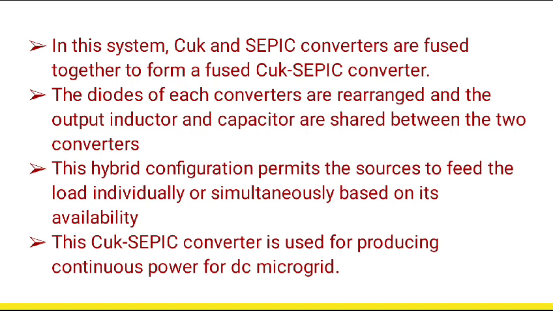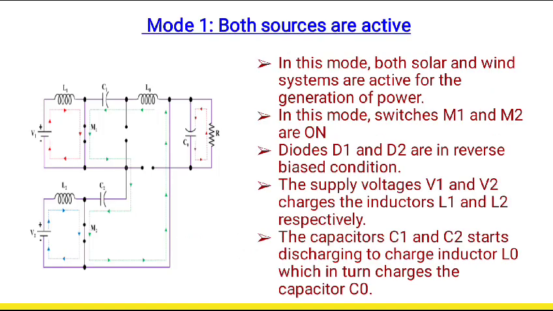This CUK-SEPIC converter is used for providing continuous power for DC microgrid. It has mainly 4 modes of operation. In mode 1, both sources are active. In this mode, both solar and wind systems are active for the generation of power.